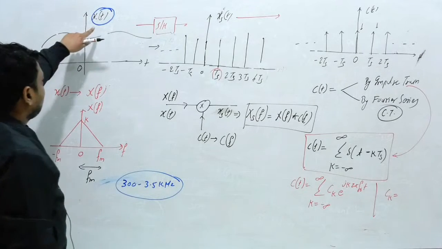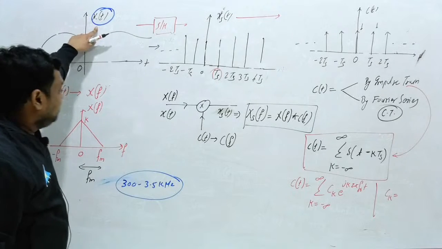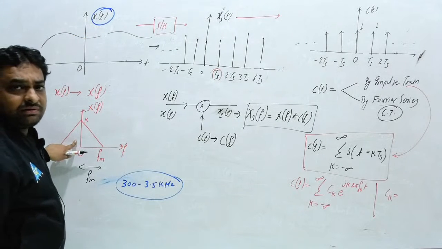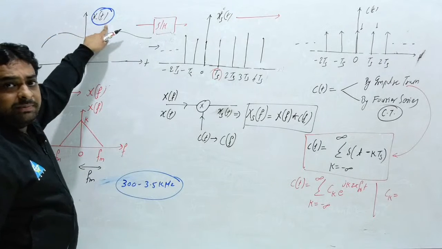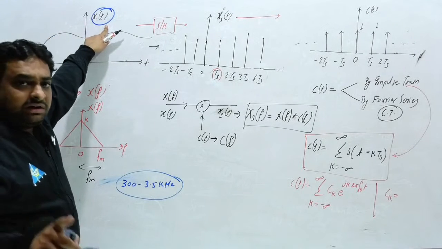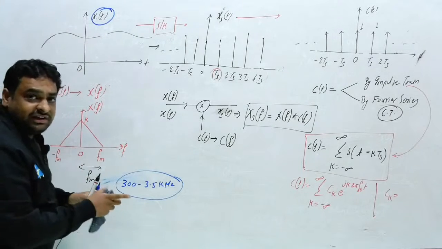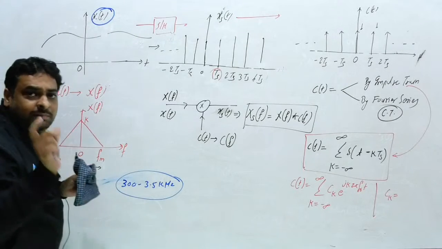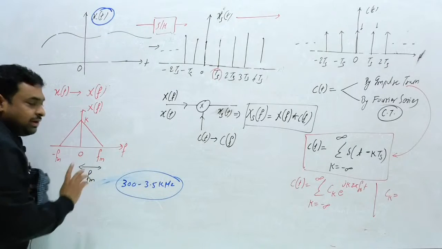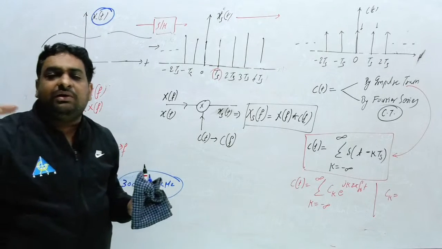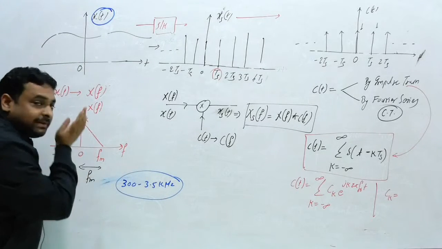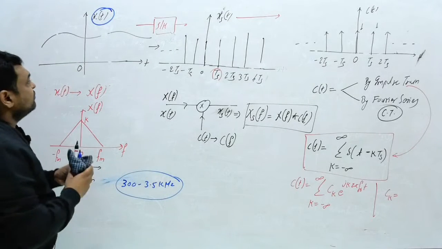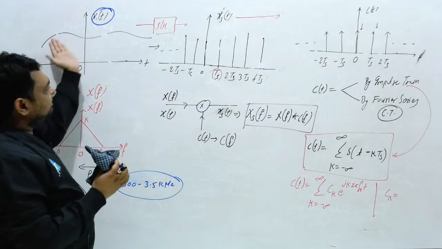Now, just assume this is the x(t) signal and this is the Fourier transform of x(t). Right now we don't know how many frequencies x(t) contains, but by this Fourier transform we can say x(t) contains frequencies between 0 and fm, not a single frequency but many frequencies. Clear? Now, how can we convert this into a sampled signal?